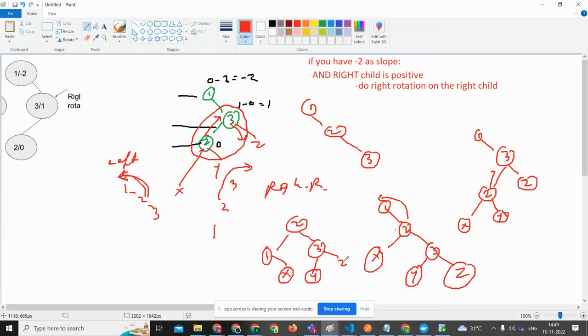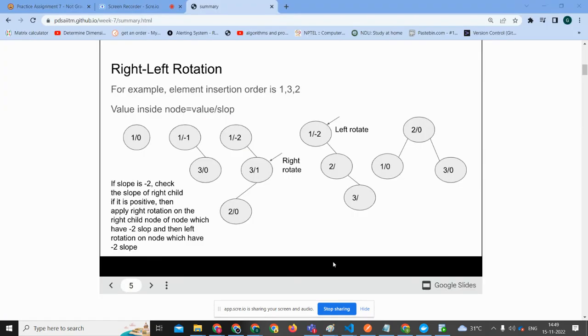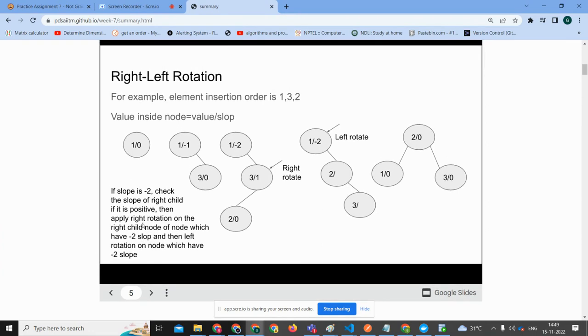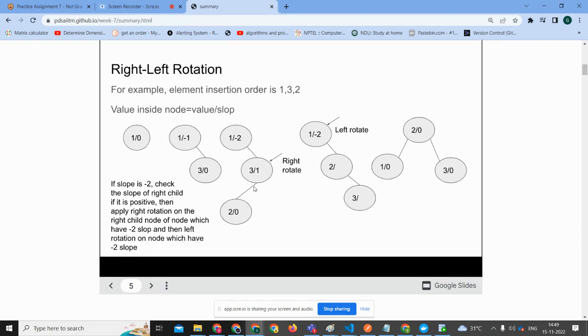See, this might look kind of confusing initially, but you need to know this. So this is right left rotation. Let's recall what happened. If the slope is -2 for the parent and the child node is positive, you do a right rotation first on the child node, then you come to the left rotation on the parent node which has -2 slope.